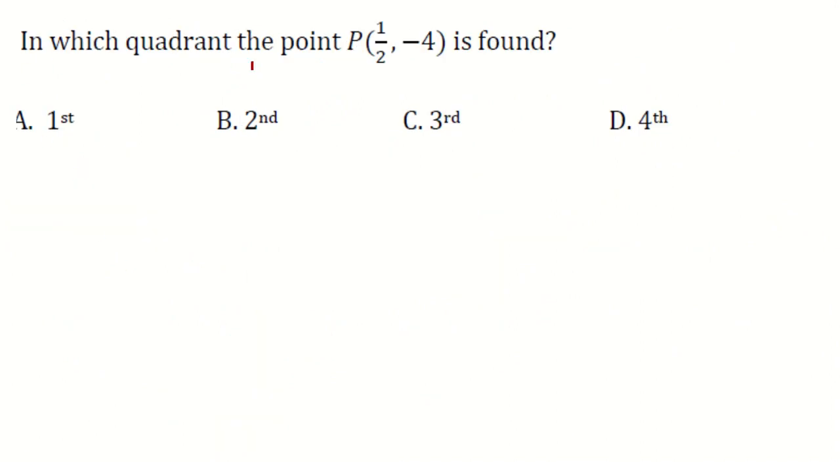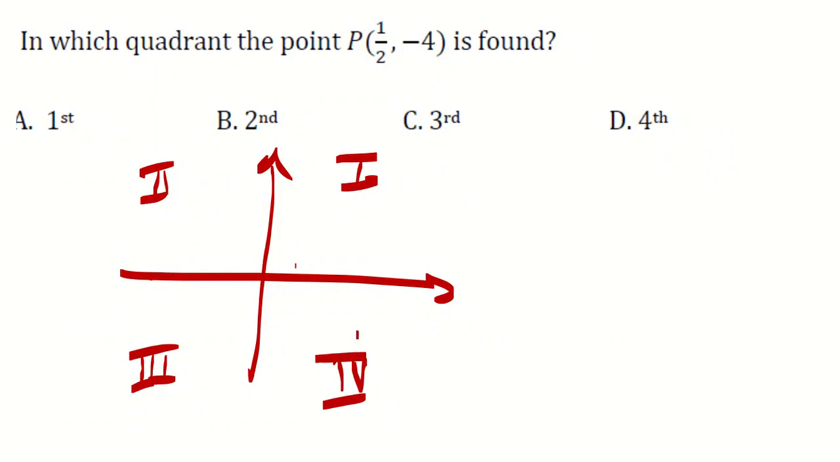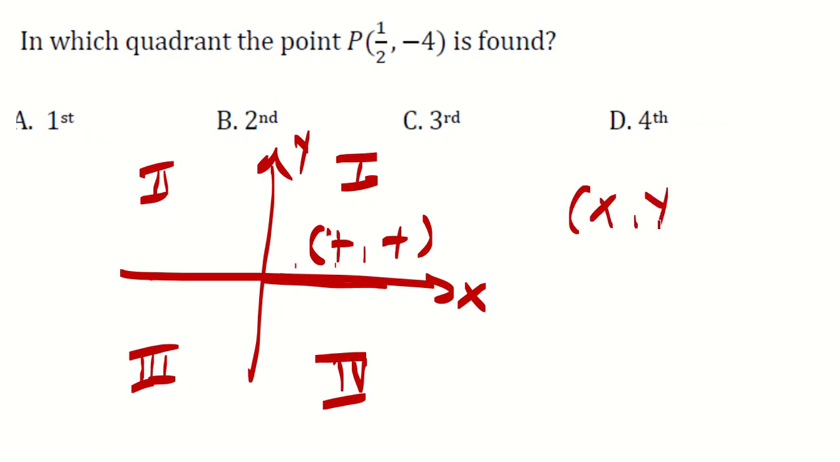Next one: in which quadrant is this point found? Like I told you previously, there are 4 quadrants. In the first quadrant, here it is. First quadrant here, second here, and the third one here, and the fourth one will be here. Here x-axis, y-axis. In the first quadrant, the x value is positive and the y value is also positive. First order means x always, x, y. For the first order is x, the second one is y.